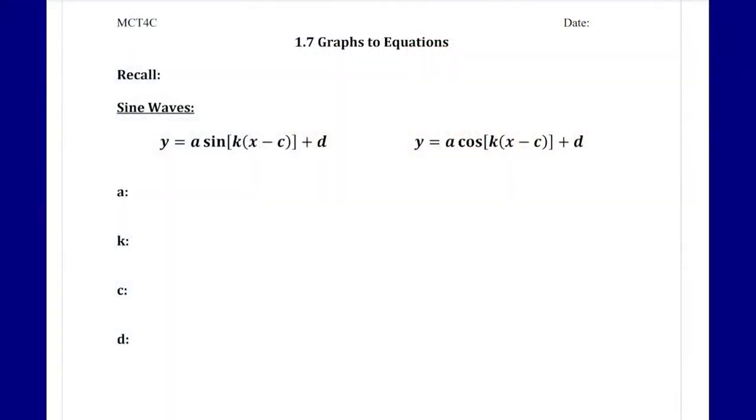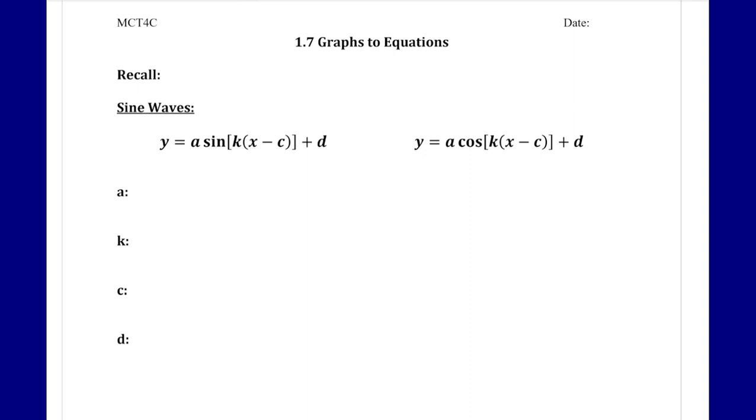In today's lesson, we are going to be looking at going from graphs to equations for our sinusoidal functions. So in the previous lesson, we looked at the characteristics of sinusoidal functions and how to graph them according to what the equation was. So we looked at the a, the k, the c, and the d value, and we were able to determine how that changed our base functions.